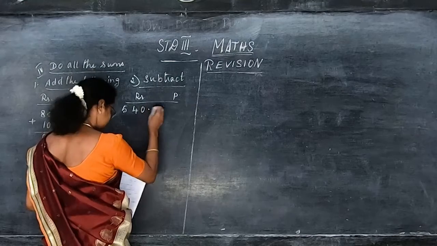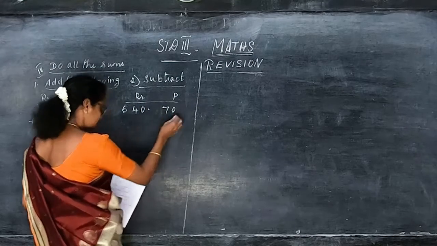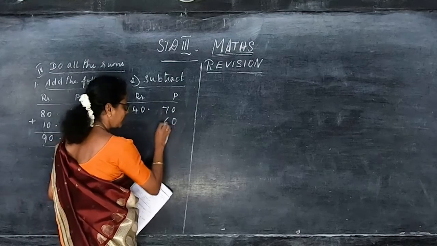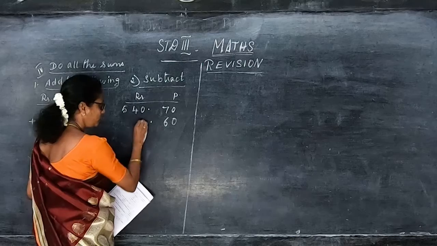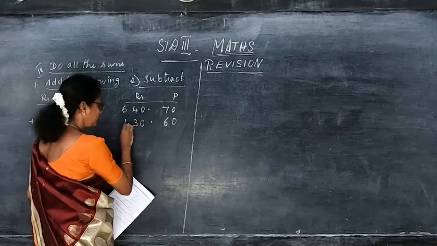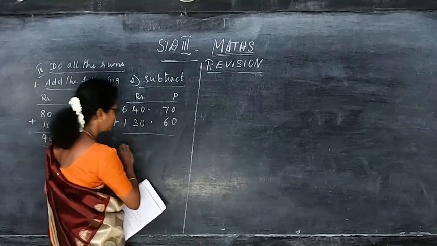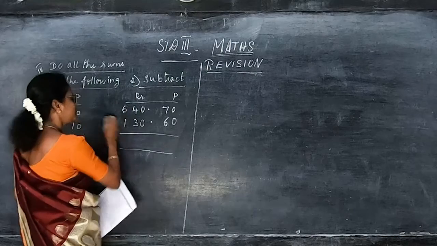540 rupees. So while you are writing the numbers, give some space and write as it is, like I am writing. So don't touch the numbers. You should not write touching them. I'm sorry, this is the minus.